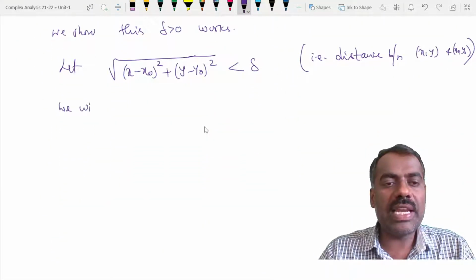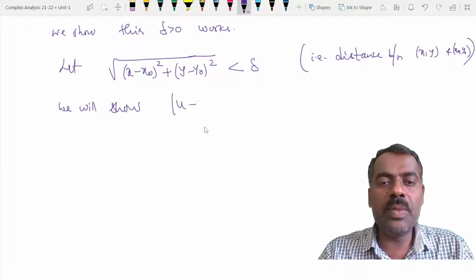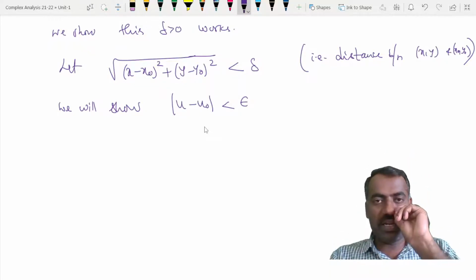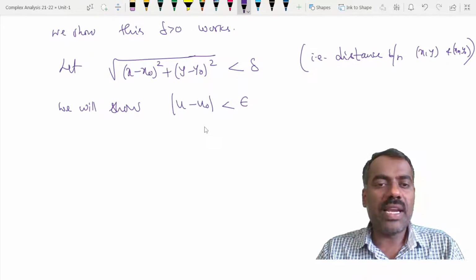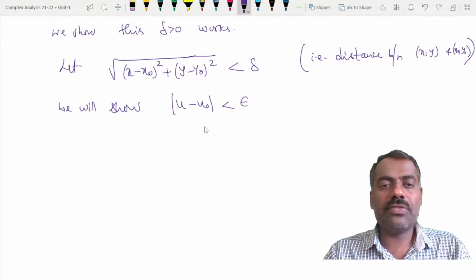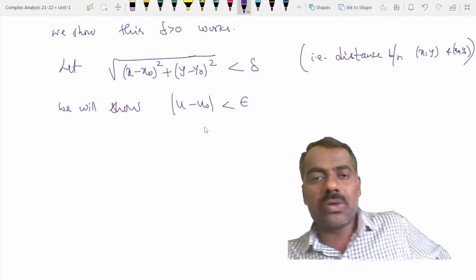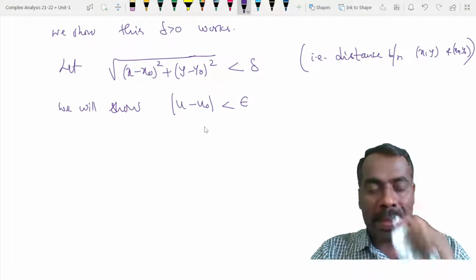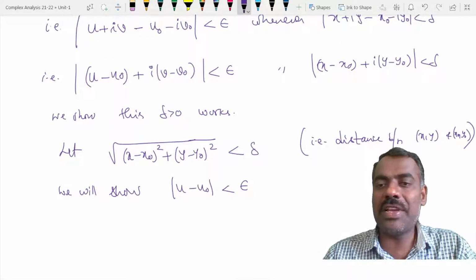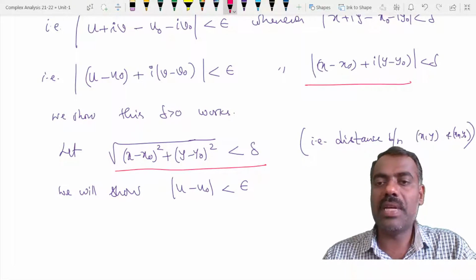So we write everything from the beginning so you can understand. We will show that mod u minus u naught is less than epsilon. Then we are done for the limit of u, right? But if you take this one from here, what will you get? The square root of mod x minus x naught whole square plus mod y minus y naught whole square is less than delta. Are these two the same or not?